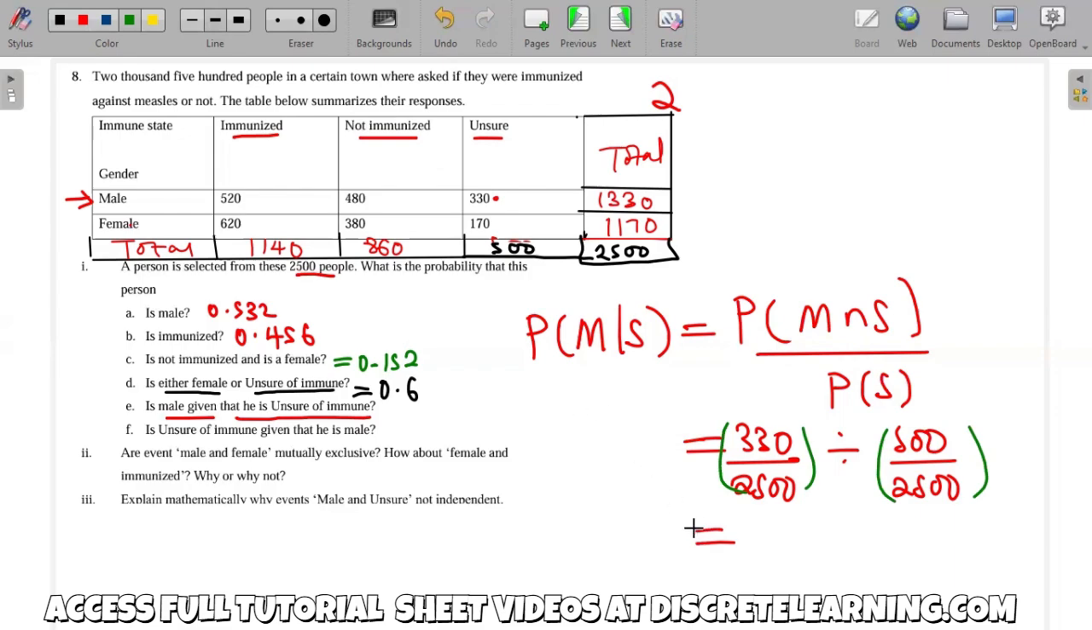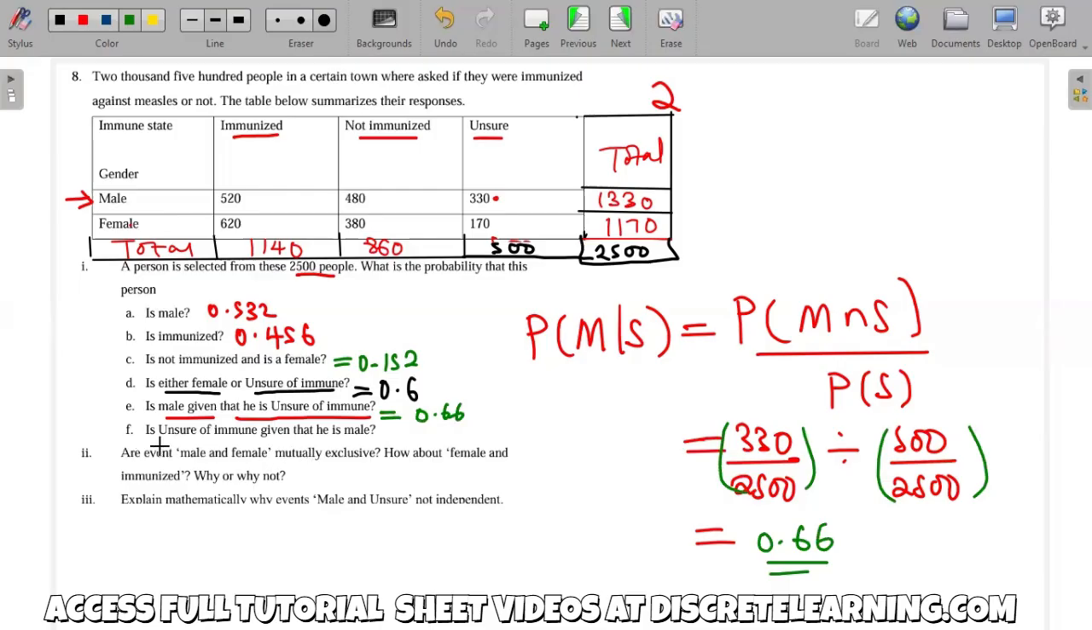So the answer there would just be 0.66, and that will be my probability. So I'm just going to write here on E, that will be 0.66.